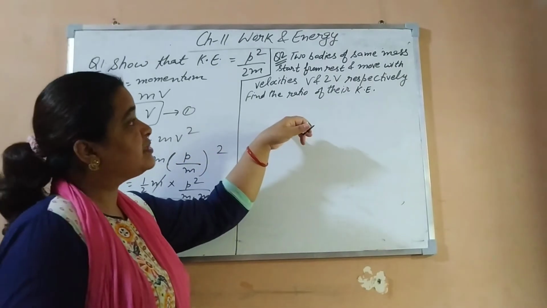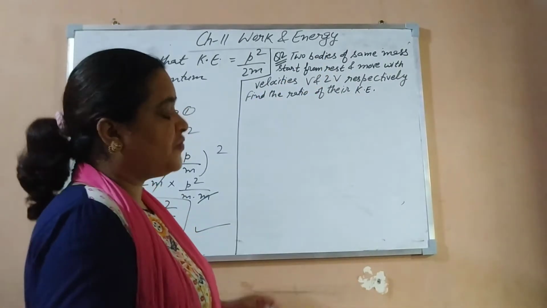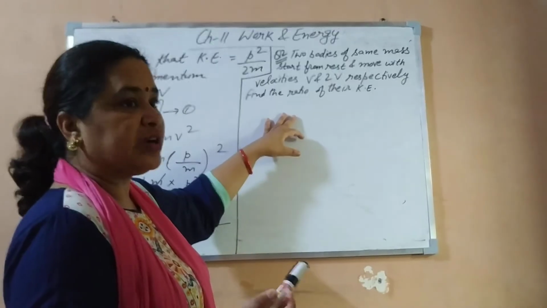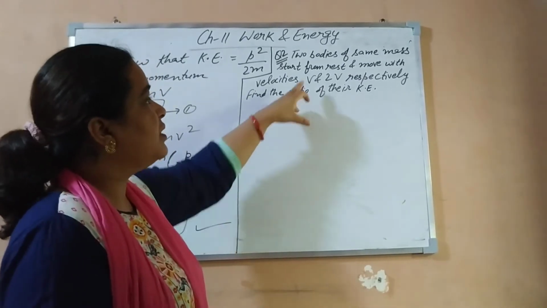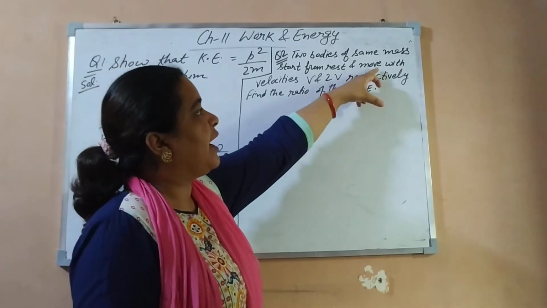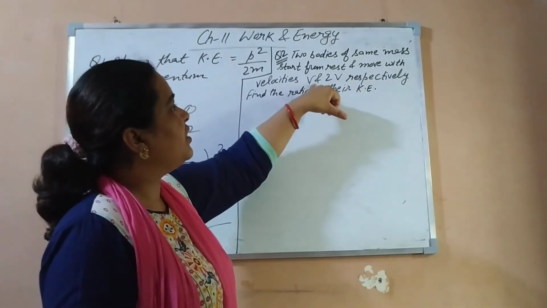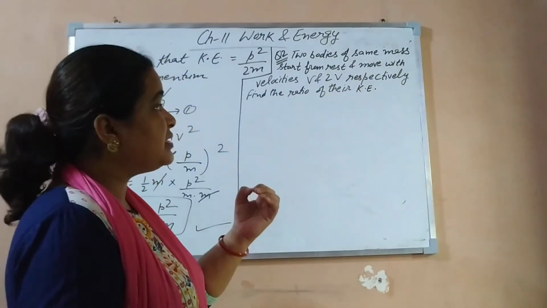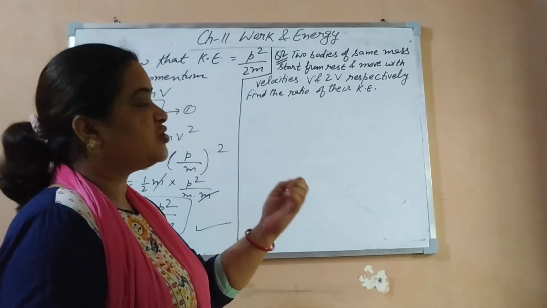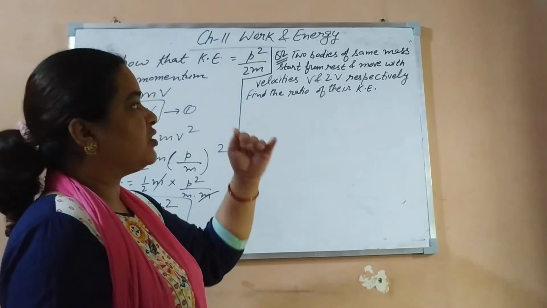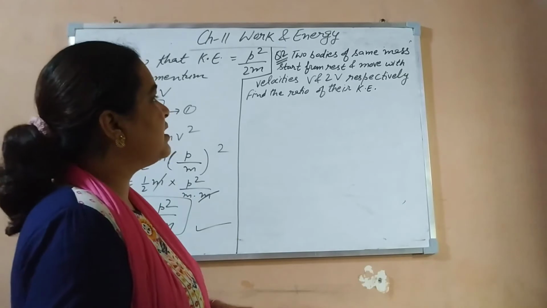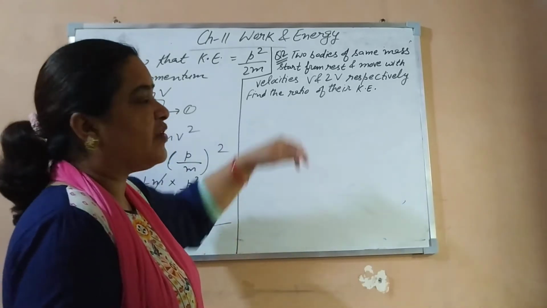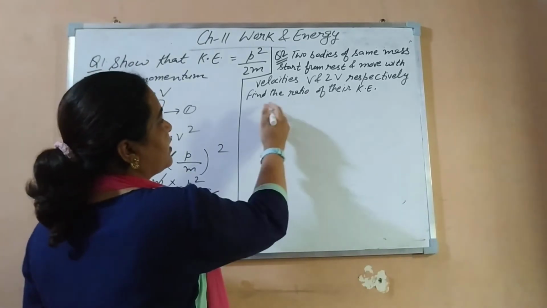Now let's come to the second question. Two bodies of same mass. What is same? Their masses are same. Start from rest and move with velocities v and 2v respectively. Means the first body has velocity v and the second body has velocity 2v and their masses are same. What we have to calculate? Find the ratio of their kinetic energy.